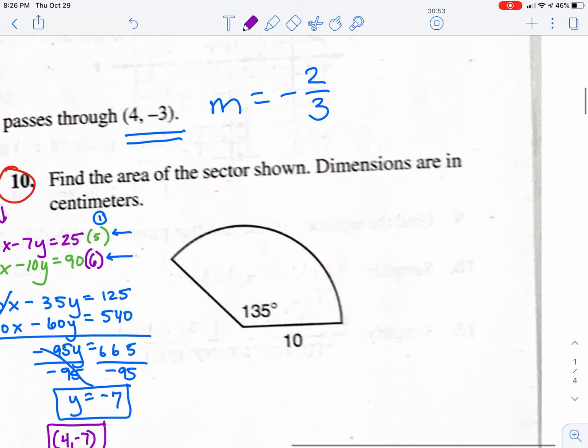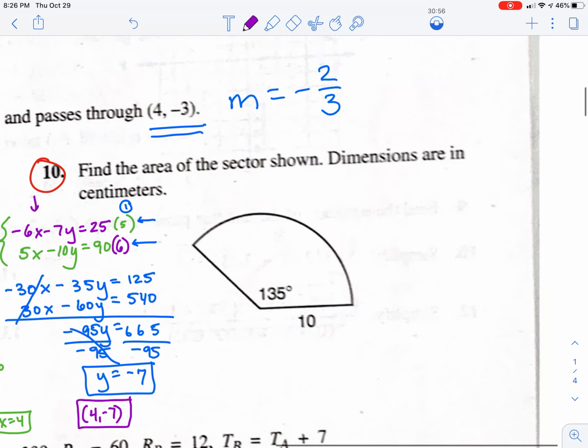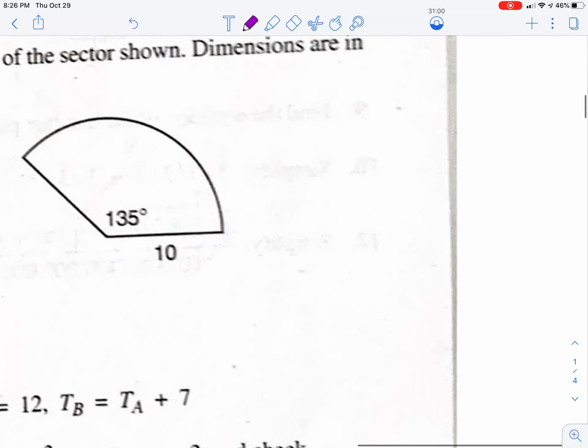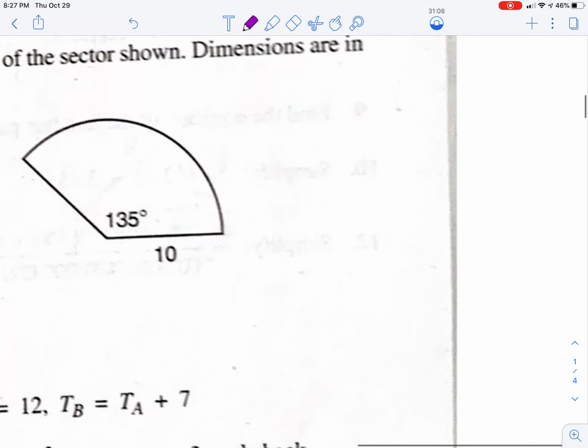Okay, number 10 is here. Find the area of the sector shown. All right, I'm going to try to just do this so I can use the shape right here. All right, so we're looking for the area of the sector. Dimensions are in centimeters. So let's put centimeters right here so we don't forget that. All righty, so how do we find the area of a sector?